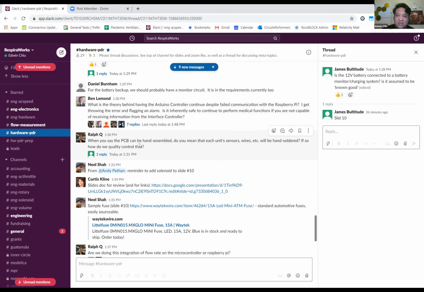It's really designed such that we could build this where the resources are available. We'll want to build this at a board house with a pick and place and optical inspection techniques. But if that isn't possible, we still want it to be designed such that it could be built basically by hand. Add a solenoid on slide 10.